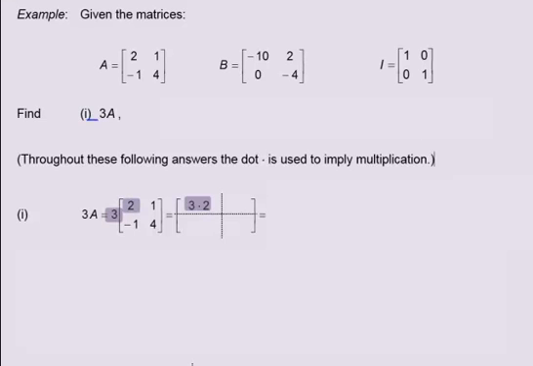To find the answer, multiply each element in turn by 3. Top left is 3 multiplied by 2. Top right is 3 multiplied by 1. Bottom left is 3 multiplied by minus 1. And bottom right is 3 multiplied by 4. Performing these calculations gives 3A equals 6, 3, minus 3, 12.